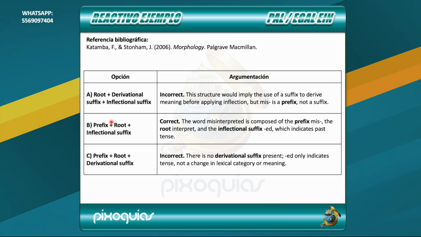The correct answer is B. Prefix plus root plus inflectional suffix. Why? Because the word misinterpreted is composed of the prefix mis, the root interpret, and the inflectional suffix ed, which indicates past tense. By the way, A, root plus derivational suffix plus inflectional suffix, is incorrect because this structure would imply the use of a suffix to derive meaning before applying inflection, but mis is a prefix and not a suffix. C is incorrect because there is no derivational suffix present, and ed only indicates tense, not a change in the lexical category or meaning.